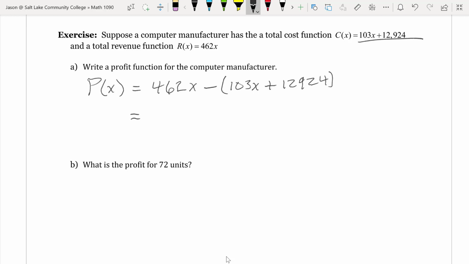Now we can simplify this. Let's see, 462 minus 103. I can do that in my head. That's 462 minus 100, which is 362, minus 3. 362 minus 3 is 359. So that's going to be 359x minus 12,924. There we go, that's my profit function.